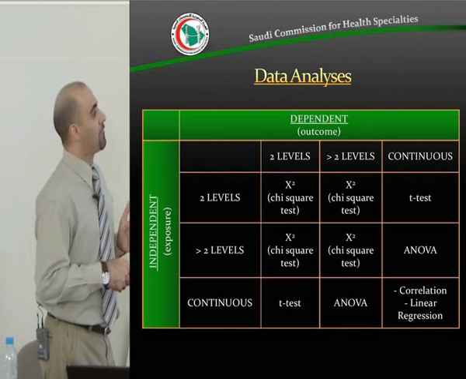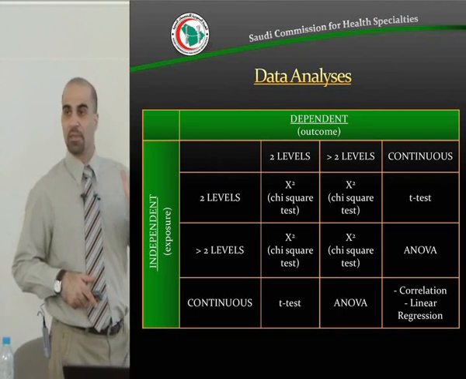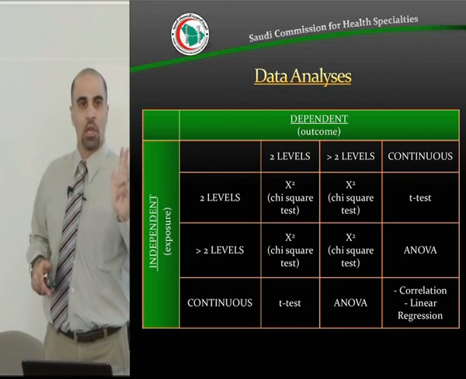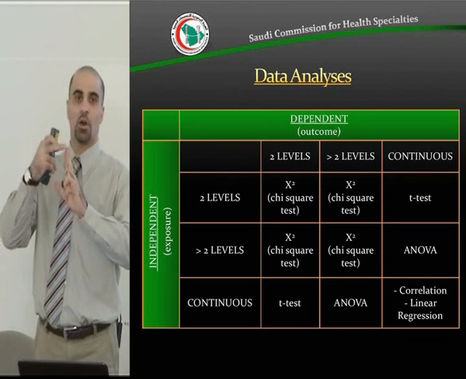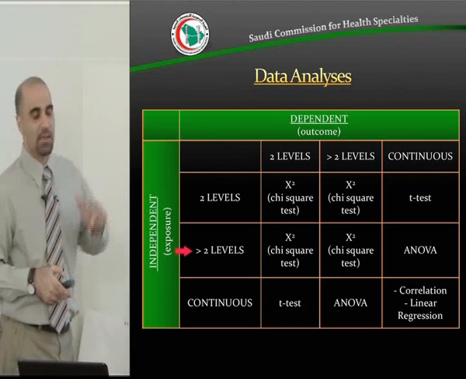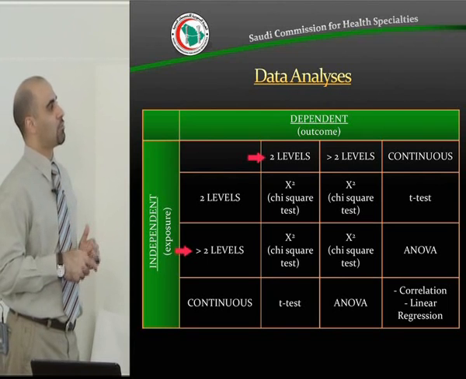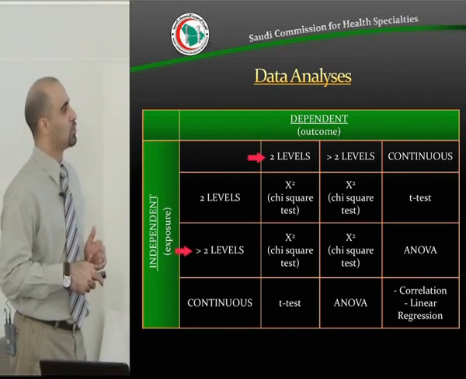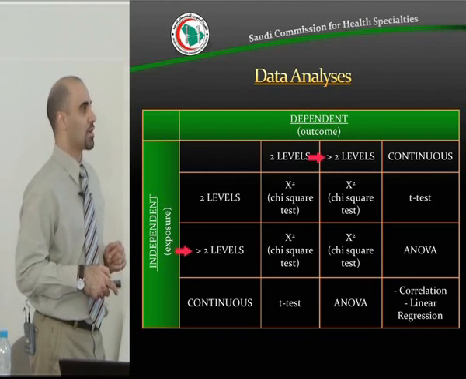So if I have more than 2 levels here, but 2 levels there, for instance, I might have a 3-arm clinical trial. What does a 3-arm clinical trial mean? It means arm A, B, or C. So I have 3 levels of the drug, and the 2 levels outcome like mortality, I do a chi-square also. And if it's more than 2 levels and more than 2 levels, I also do a chi-square.